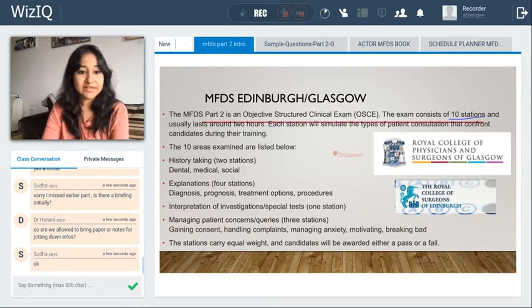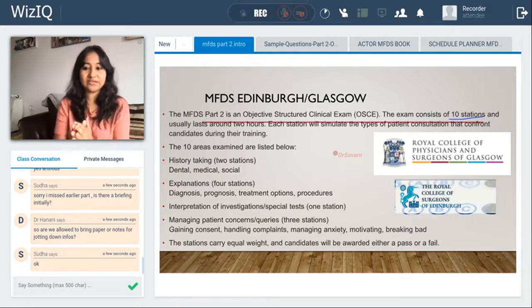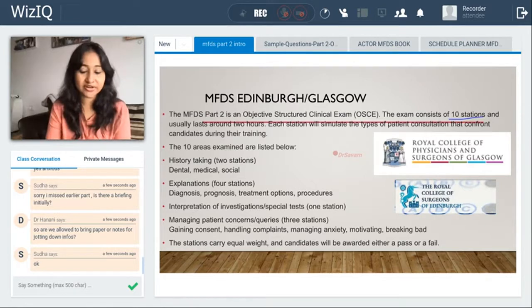Not much actually. So you are not allowed to bring papers or notes. You will be given papers, a few blank sheets, where you can write down a few things. I would suggest, see, the thing is that you are already anxious, and I would not tell you to write down a lot of things, because when you go inside it becomes very weird if you are looking at the paper and talking to the patient. So focus on the patient, make eye contact, because this exam is mostly about communication, building a rapport with the patient.